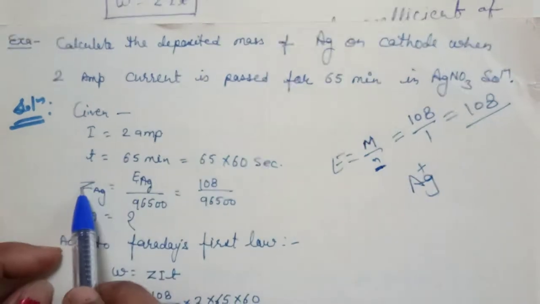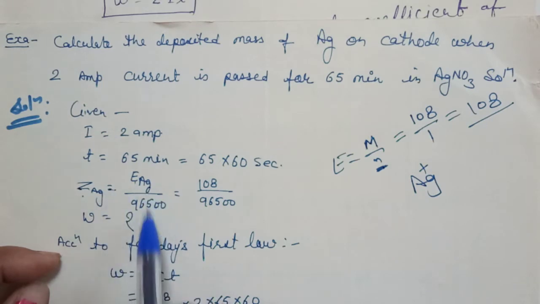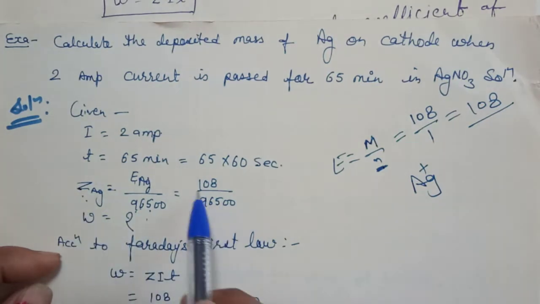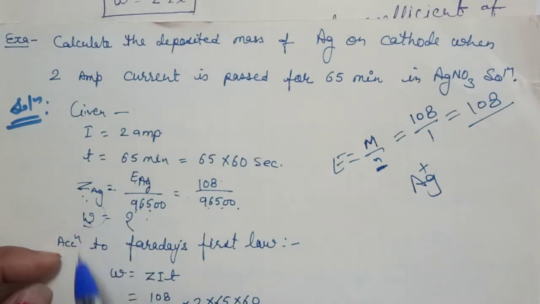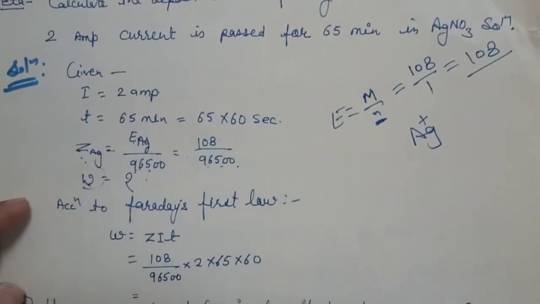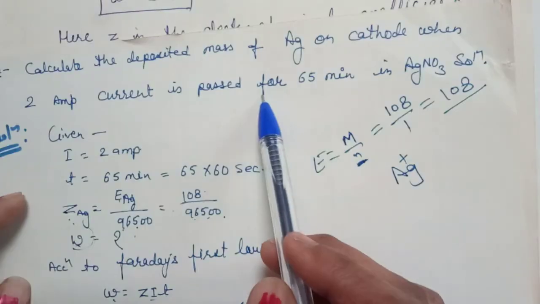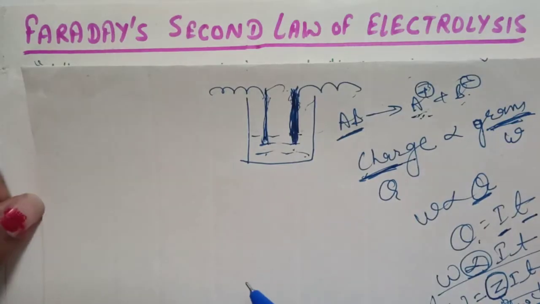The electrochemical equivalent can be calculated by dividing the equivalent mass by 96500. So Z is equal to 108 upon 96500. Now we have to calculate W according to Faraday's first law. W is equal to ZIT. Placing all the values, 108 upon 96500, I is 2, and T is 65 into 60. Then we can calculate W, the mass of Ag deposited on the cathode. Clear? Now the second law of electrolysis of Faraday.